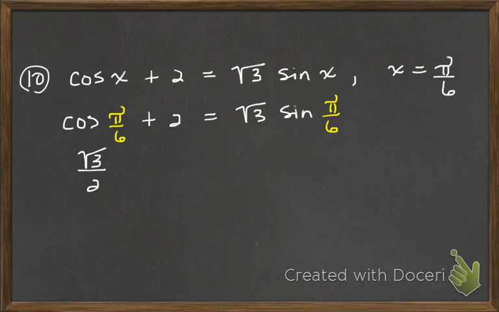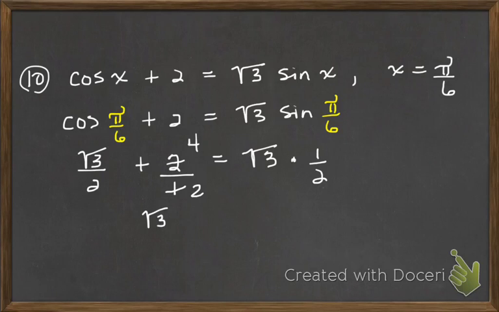Radical 3 over 2. And then the equation says add 2 to that. And then on the right-hand side, we've got to do square root of 3 times the sine at pi over 6. What's the sine value at pi over 6? 1/2. And then on the left-hand side, we're going to get square root of 3 over 2 times 2. Or excuse me, we're adding 2 here. We can't add unless we have a common denominator. So the 1 turns into a 2, and the 2 turns into a 4. And I end up with a square root of 3 plus 4 over 2.